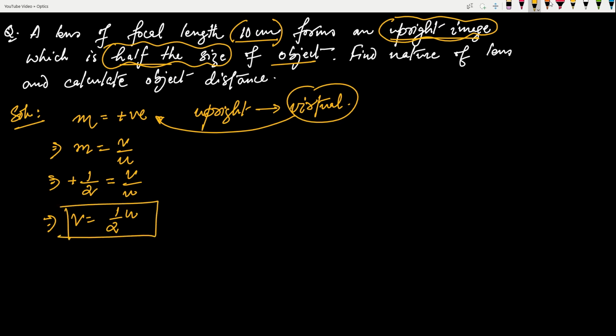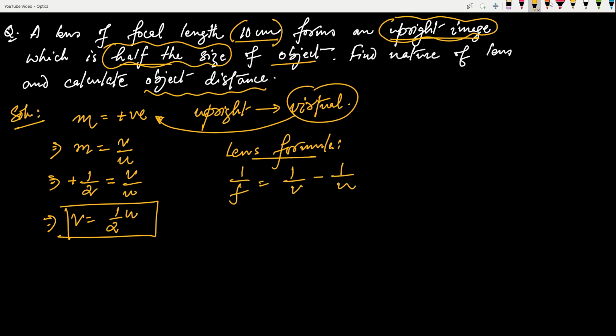This is done. Now in the question it is asked, find the nature of lens and calculate the object distance. So you need to find the object distance, and focal length is given. The basic formula that we'll be using is the lens formula, which says that 1 by f is equal to 1 by v minus 1 by u. Since we need to find u, we will put the value of v in terms of u from here and we will get the value of u.